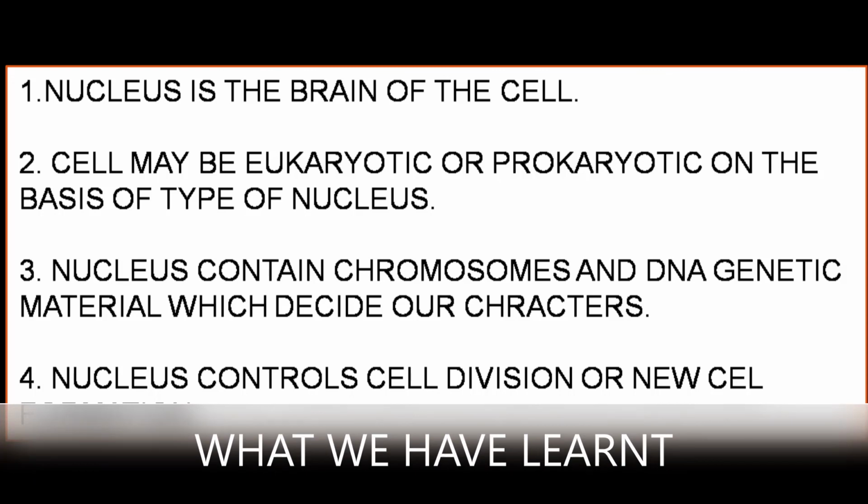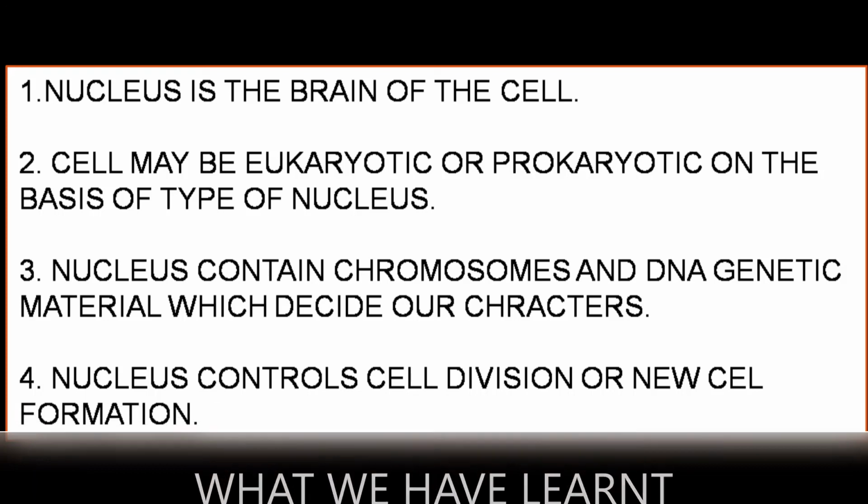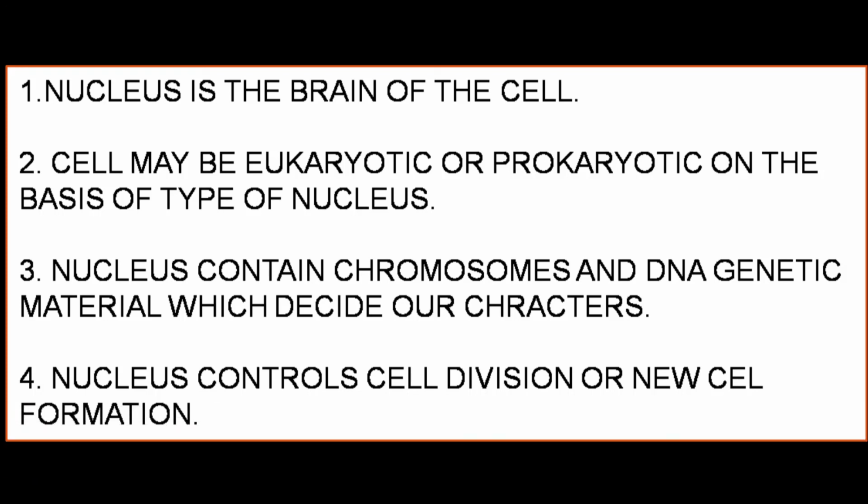We have learned today that the nucleus is the brain of the cell. It is the central part. Cells can be divided as prokaryotic or eukaryotic on the basis of the type of nucleus. The nucleus contains chromosomes and DNA, or genetic material. This DNA is also called genetic material, and this decides our characters. And the nucleus controls cell division, or the formation of new cells.